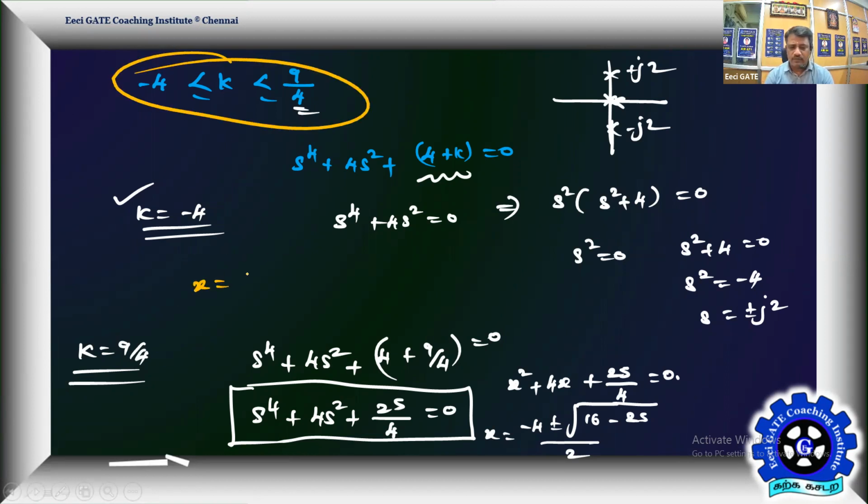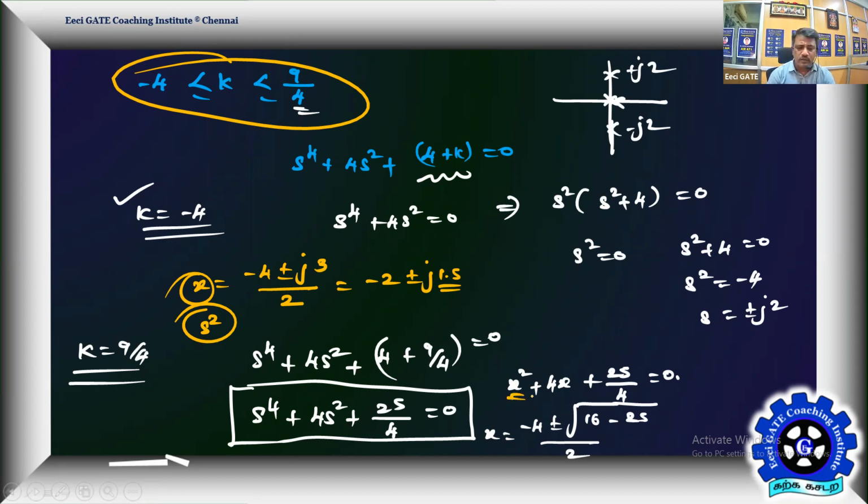X is equal to minus 4 plus or minus root of 16 minus 25, which will be minus 9. So minus can be taken out with a j, so 9 will be there. So it will be 3 divided by 2 you will get. So that's going to be minus 2 plus or minus j 1.5. Okay, that is only your x. That is nothing but what? A square. Yes, a square is equal to this, because x is equal to a square. Okay, fine then. So that is minus 2 plus or minus j 1.5.